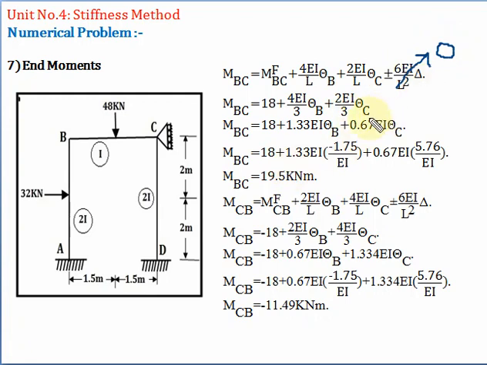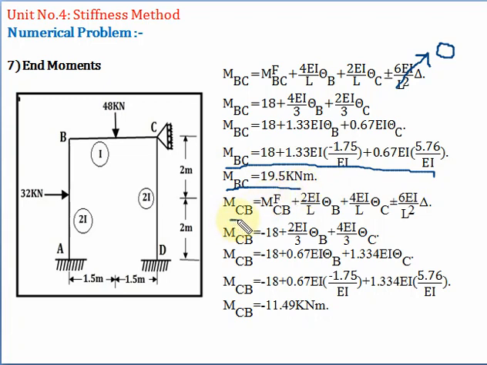Now here the fixed moment in member BC is 18. And putting the value of I here, the value of I is I, theta B is minus 1.75 upon EI and theta C is 5.76 upon EI. Solving this expression, we will get the value of end moment in member BC, that is 19.5 kilonewton meter.